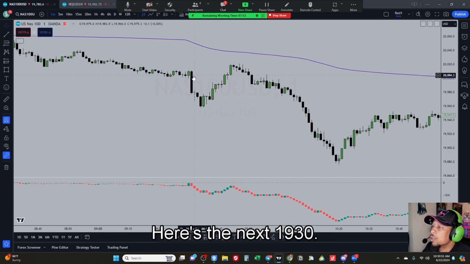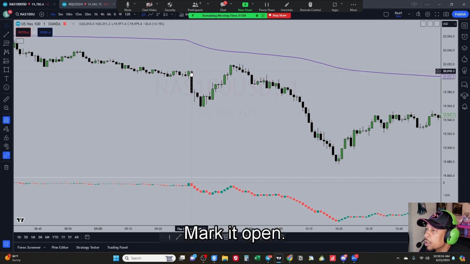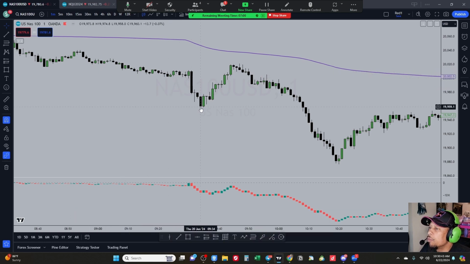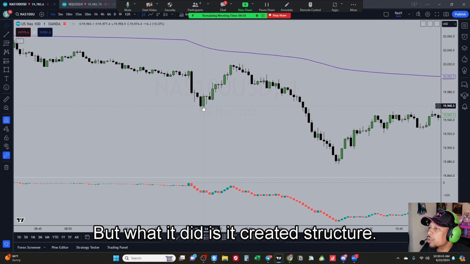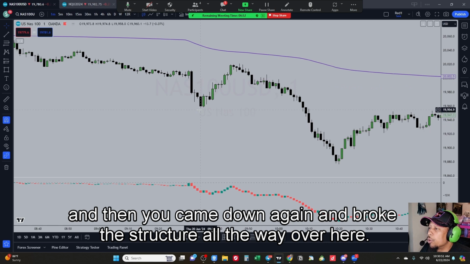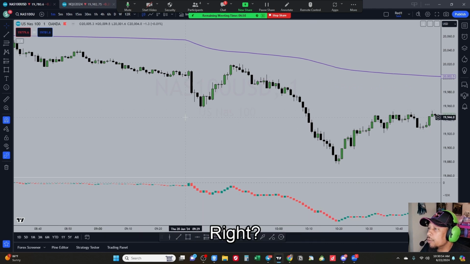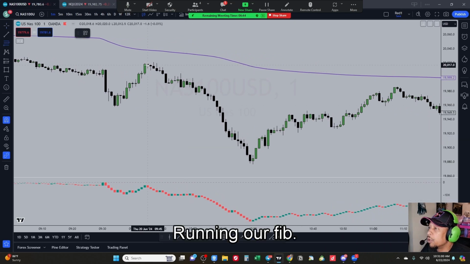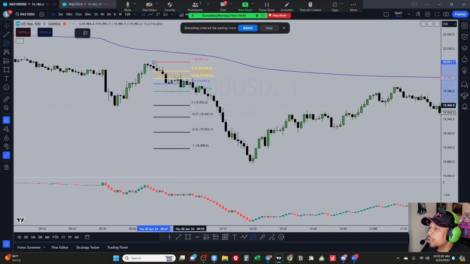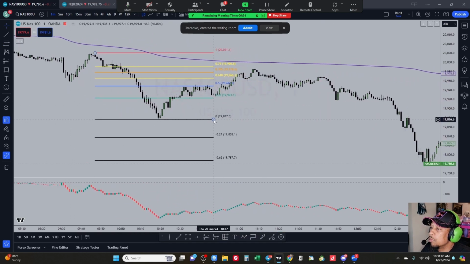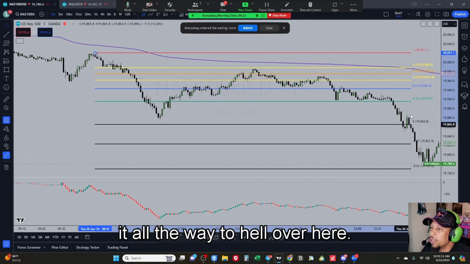All right, here's the next one. 9:30, market open. This one was a little funky because you didn't really have any good structure here for this one to drop down. But what it did is it created structure. You came up and then you came down again. It broke this structure all the way over here, right? So right back at it again. Running our fib. Here's the high. Down to the low. Bring it all the way over here.